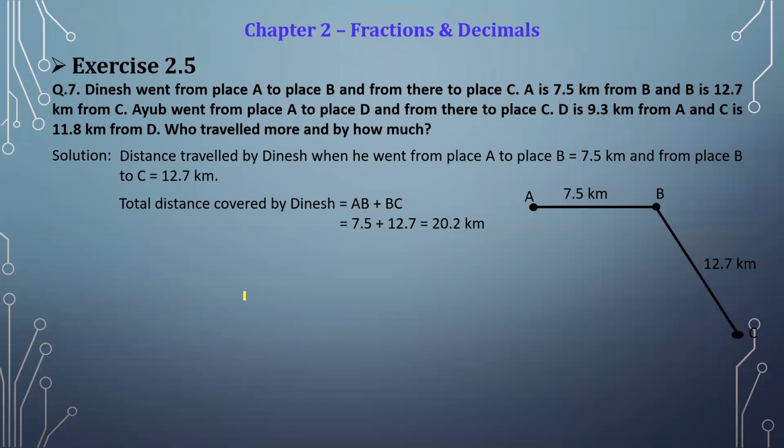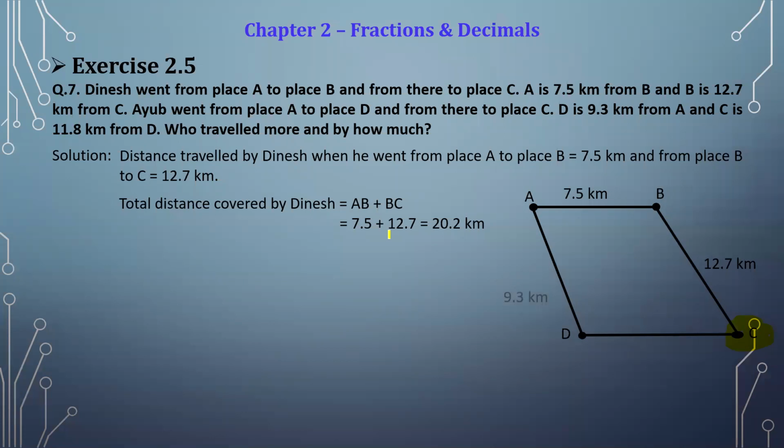So first of all, he is moving from A to D, and then from D to C. So his traveling path is given like this. First he moves from A to D and then D to C. That means he is following a different path than Dinesh, but still he is reaching the same point C. The final destination of both Dinesh and Ayub is point C, but they are traveling along different paths. So that's why their distances traveled are going to be different.